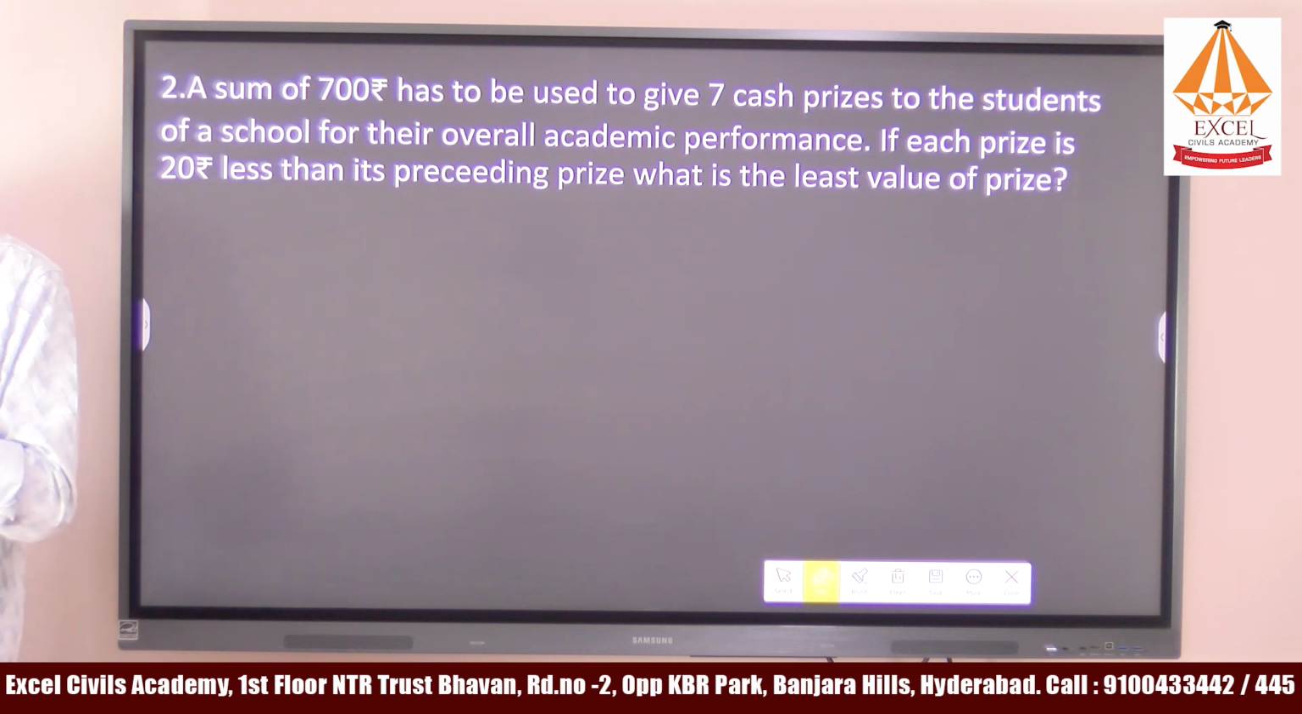You can try. So what is given here? A sum of 700 rupees has to be used to give 7 cash prizes to the students of a school for their overall academic performance. If each prize is 20 rupees less than its preceding prize, what is the least value of a prize? You understand the question first?